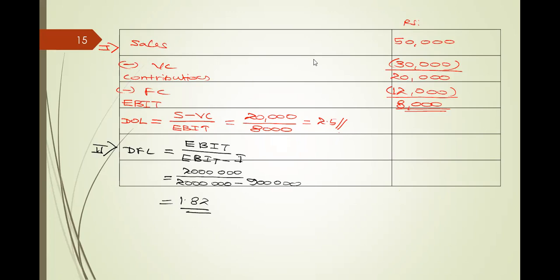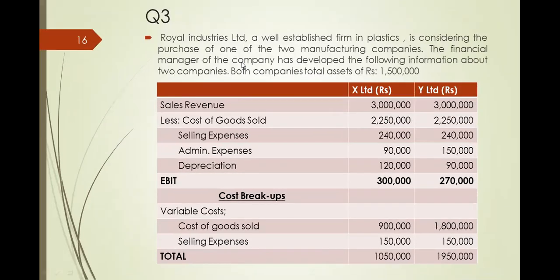Complete this. Practice question number 3. Royal Industries, a well-established firm in plastics, is considering the purchase of one of 2 manufacturing companies. The financial manager of the company has developed the following information about the 2 companies. Both companies have total assets of rupees 1.5 million. Then you have been given information: sales, cost of goods sold, other expenditure, earnings before interest and taxation. Then the cost breakup also has been given.